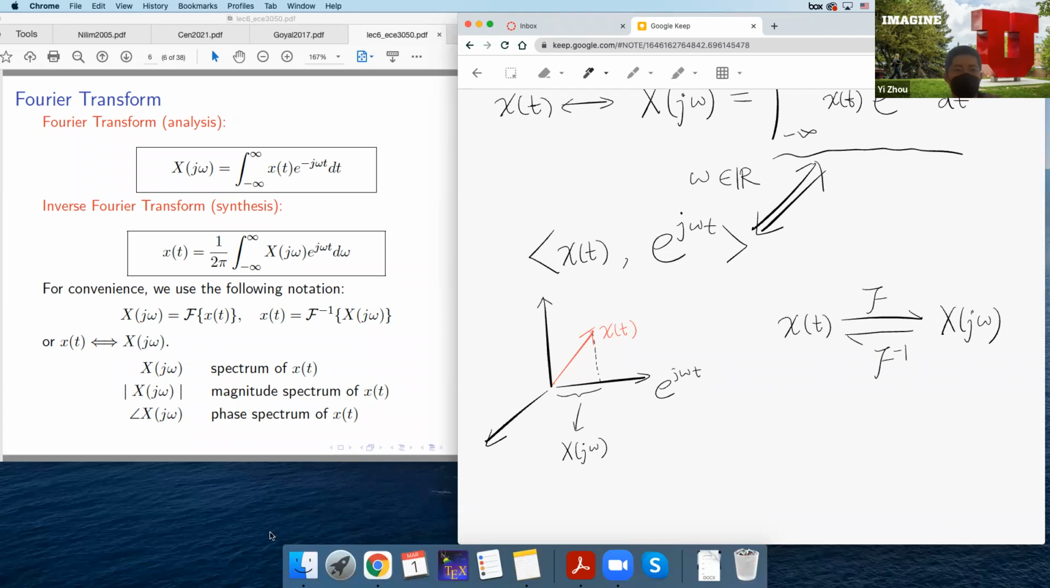Okay, we have a comment: this looks very similar to a Laplace transform. After the Fourier transform, we will talk about the Laplace transform. The Laplace transform is actually a generalization of the Fourier transform, and it is developed based on the Fourier transform.